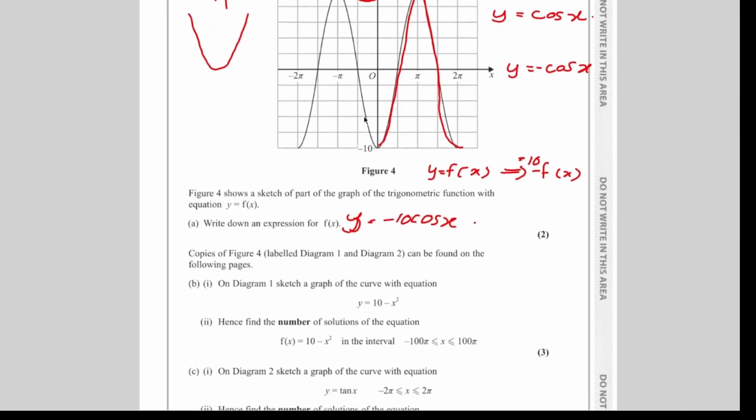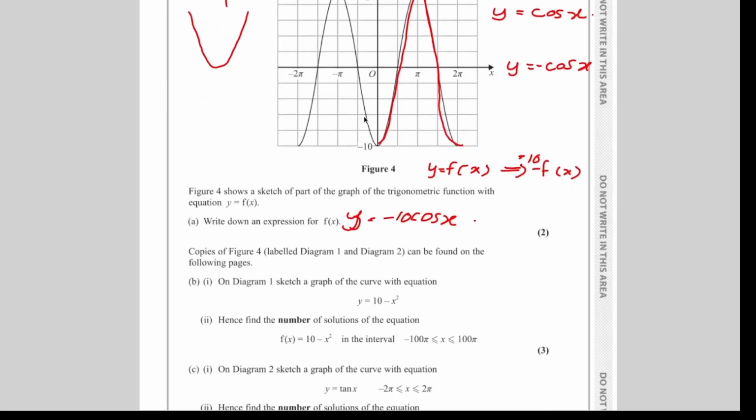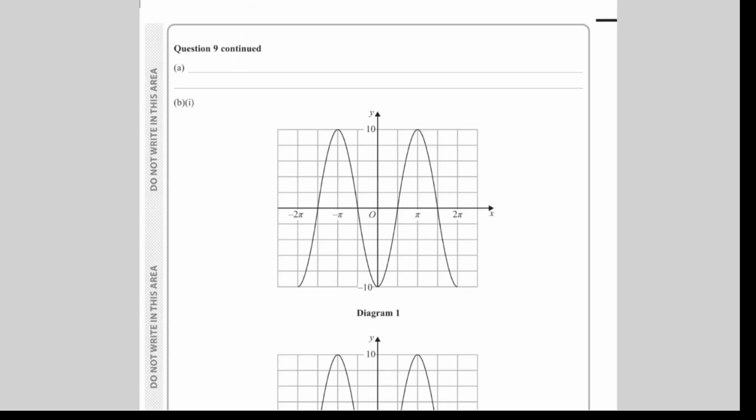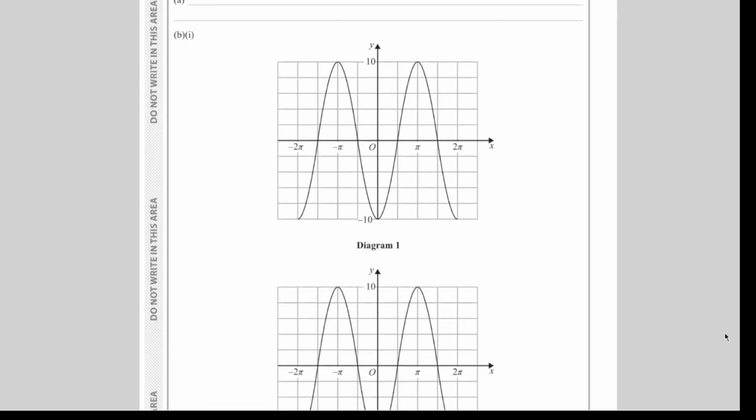Right. Part B. On diagram 1, copies of figure 4 labeled diagram 1 and diagram 2 can be found on the following pages. On diagram 1, sketch a graph of the curve with equation y equals 10 minus x squared. Let's go to that one. Now we need to sketch y equals 10 minus x squared on this one.